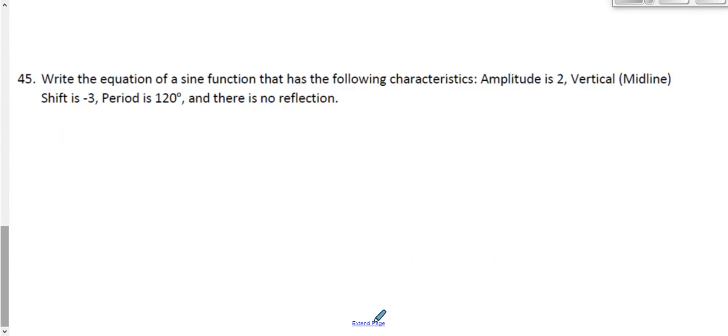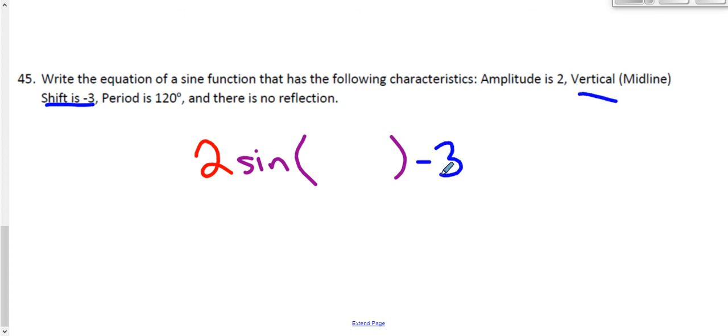Last up for my trig problems, we're going to write the equation of a sine function that has these characteristics. So this is all about these transformations. The amplitude is 2. Remember, amplitude is the a value. So 2 is going to go out in front of my sine function. The vertical shift is -3. I'm going to go ahead and throw that in right now. Vertical shift is going to be at the end of my function. Amplitude is being multiplied in front.